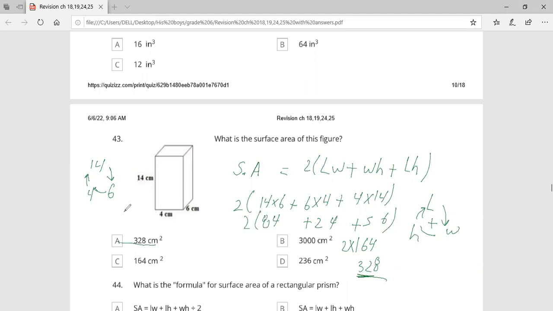Concentrate on how to apply the rule. It is the rule. Here is the rule. Concentrate on how to do it. Here is the rule of the surface area of a cuboid or rectangular prism. The next one.